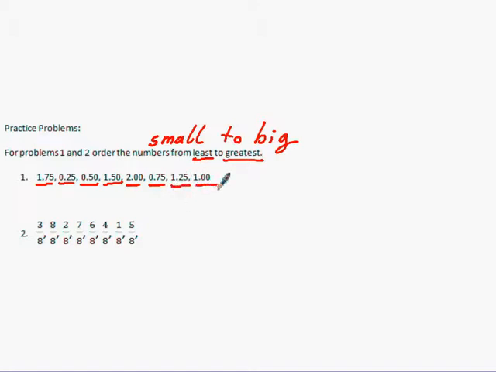First thing I think of when I see this is money. Looks like money to me. Money has 2 decimal points. All these have 2 decimal points. Looks like they're also counting up by quarters.